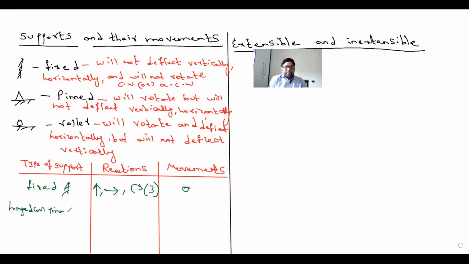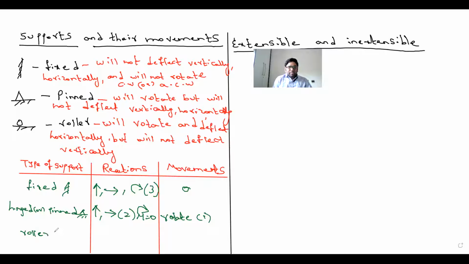Okay. Now let us go to hinged or pinned. For this type of support, what are the reactions? Vertical reaction, horizontal reaction, so we have two reactions, and M is equal to 0. That means rotation, that is moment, is equal to 0. Now, what are the movements? I have just written it here. It will only rotate, and therefore it is 1.